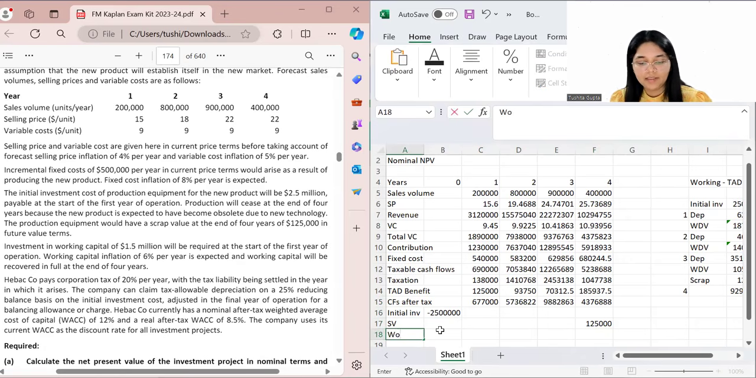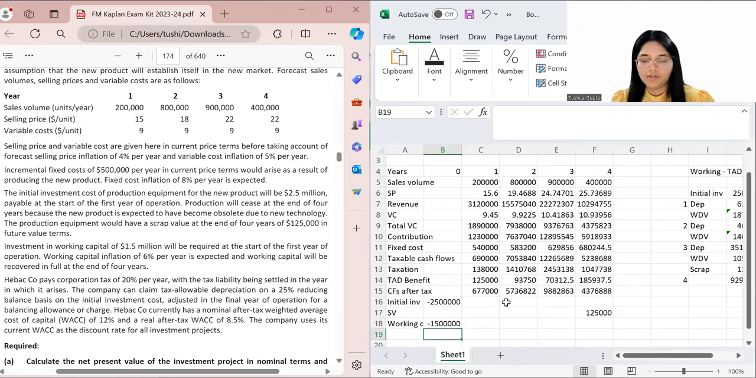Then the next thing that I have to take into consideration finally before working out my NPV is going to be my working capital. So it is mentioned in the question that we have a working capital requirement of $1.5 million at the start of the first year. Start of the first year basically means year 0. So right now I have to make this investment. So $1.5 million that I've put over here.